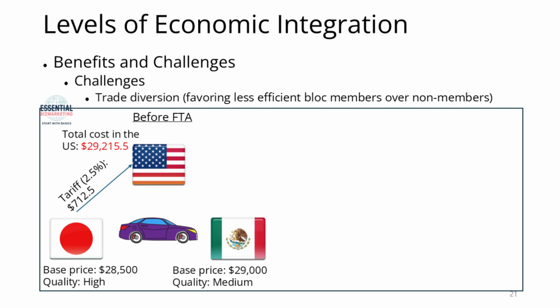The Mexican car enters at a base price of $29,000. Its quality is rated as medium, lower than the Japanese alternative. With a 2.5% tariff on both cars, the Japanese car totals $29,215.5. Its lower price and higher quality make it the preferred choice for U.S. consumers over the Mexican alternative.